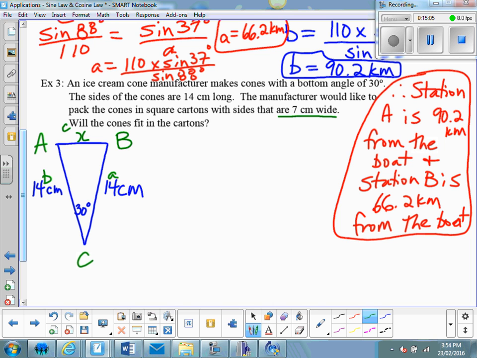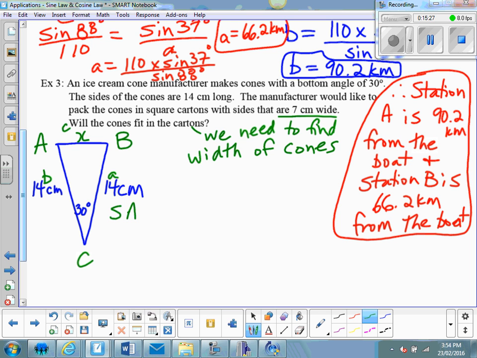Because we're trying to figure out if the cones will fit the cartons, we need to find the width of the cones. So the width of the cones, in this situation, we have side, angle, side. We're going to try and find that third side. So we're trying to find side C, so I'm going to use the C formula. So that's the formula there.